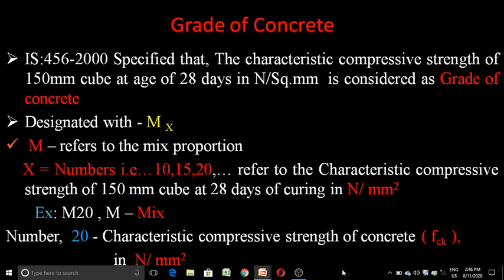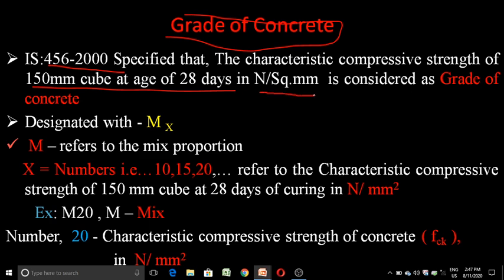Let us start our discussion on grade of concrete. So what is the definition of a grade of concrete? The definition given by IS 456: the characteristic compressive strength of a concrete of 150 mm cube at an age of 28 days, measured in Newton per mm square, is considered as the grade of concrete. And this grade of concrete is designated with an alphabet like this, that is M suffix X.